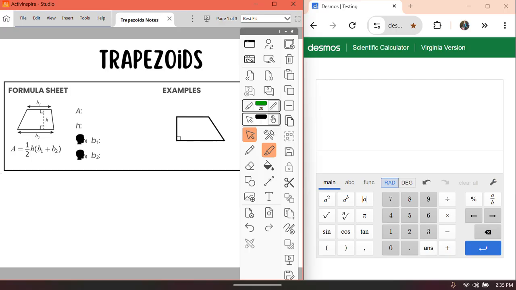So a trapezoid has four sides and it has two bases that are parallel, or one pair of bases that are parallel. And that means that if you extended them forever, they would never touch.